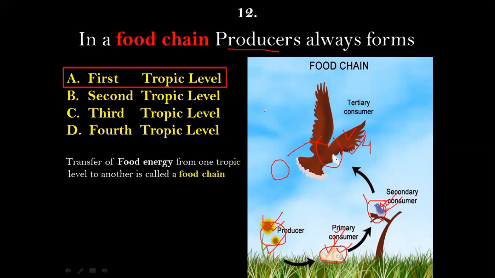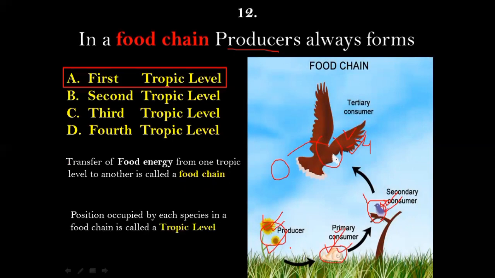We should keep in mind that the transfer of food energy from one trophic level to another is called a food chain, like I've explained earlier, and the position occupied by each species in a food chain is called a trophic level. So by now we should keep in mind the difference, the meaning of food chain as well as the meaning of the trophic level.